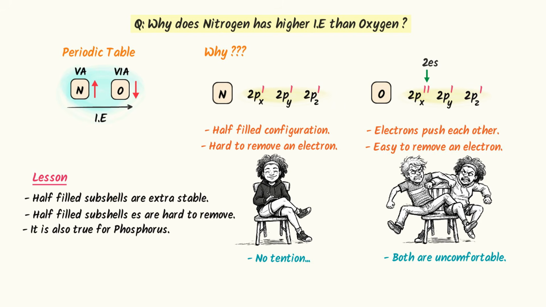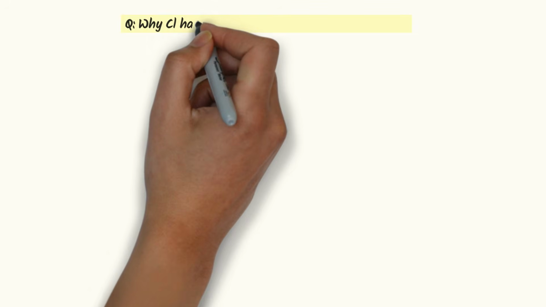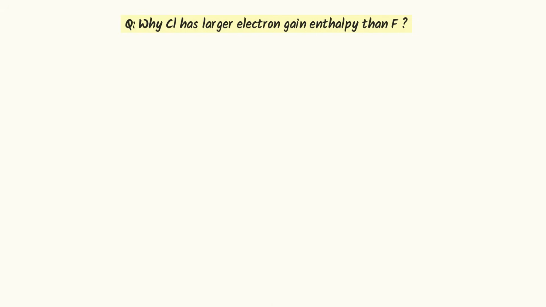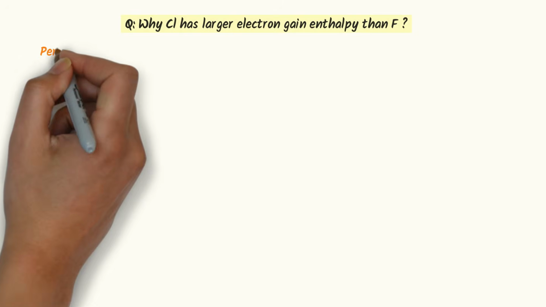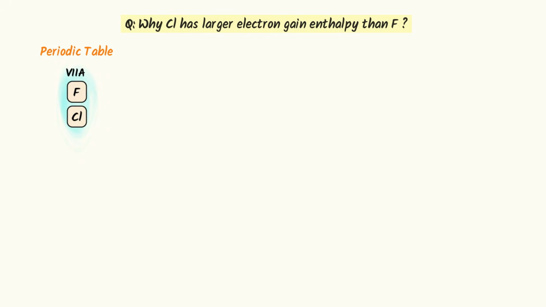Now that we have understood the second question, let's move to question number 3. And this one is the most common exam trap in the entire periodic table. Why does chlorine have more negative electron gain enthalpy? Usually, students think that fluorine is more electronegative, so fluorine will have more electron gain enthalpy. But it is totally wrong.